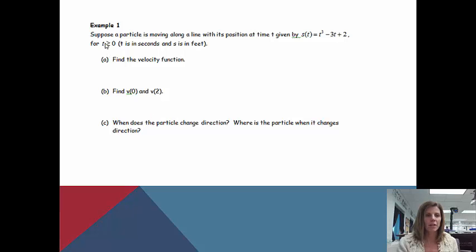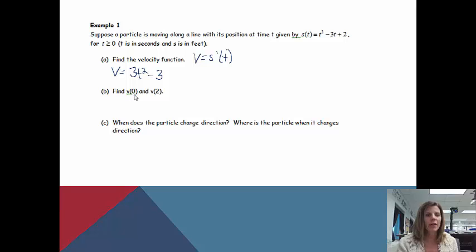All right, example 1, suppose a particle is moving along a line with its position at time t given by this position formula. Find the velocity of the function. Well, if this is position and I need to get to velocity, I know that velocity is going to be the derivative of the position, so my velocity formula will be 3t squared minus 3. And we don't have to put a plus c this time because we are taking the derivative.